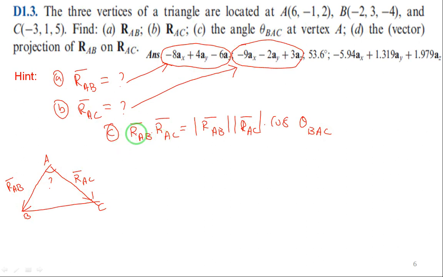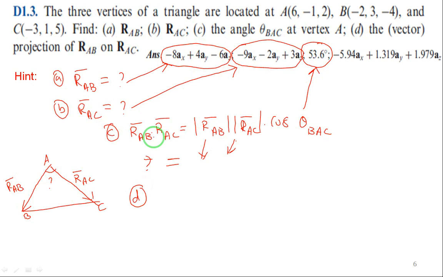Okay, R_AB dot R_AC, you just multiply their components, so you will get R_AB dot R_AC here. I am just giving the hint here for this problem. Then calculate the magnitude of R_AB, multiply with the magnitude of R_AC, and theta is equal to cos inverse of R_AB dot R_AC divided by the magnitude of R_AB times the magnitude of R_AC. You calculate, you will get it, right? So the angle turns out to be 53.6 degrees, this angle.